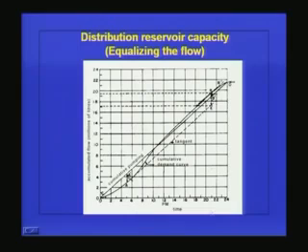For the distribution reservoir capacity for equalizing, you see this figure here, this is what we call a mass curve analysis. In a mass curve analysis, the time of the day is plotted on the x-axis, and the accumulated flow in millions of liters is plotted on the y-axis.